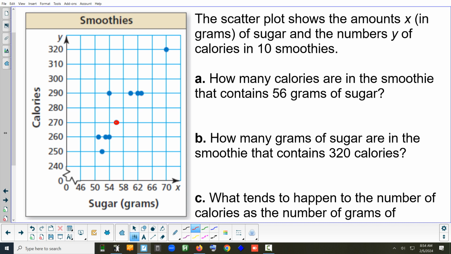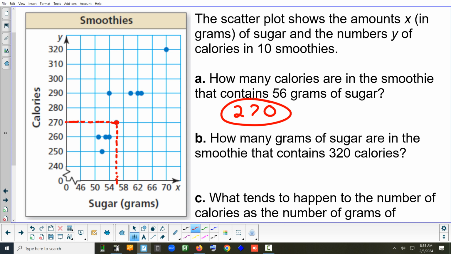And then how did you figure out that one's at 270? Yeah, so you just, you know, this is 56. It goes up by twos. Yeah, you go up to the dot that's at 56. And then you go back over this way, and you can see that it's at 270. That's how you read a scatter plot. So how many calories are in the smoothie that contains 56 grams of sugar? That's 270.